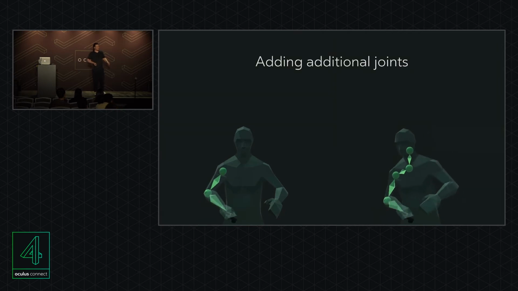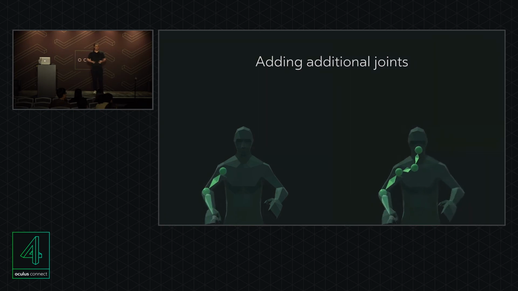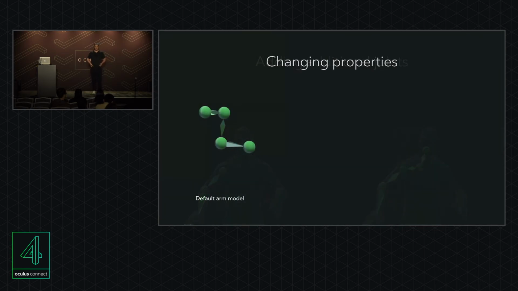You can also add additional joints, such as joints for the other arm, which could be controlled by inverse or forward kinematics hooked up to some kind of a game system, which actually makes the game a lot more interesting. You can also edit the existing arm model, and this is where the previous slide from the 6DoF controllers comes in. So this is the default arm model that we provide, and that's actually me swinging a controller.